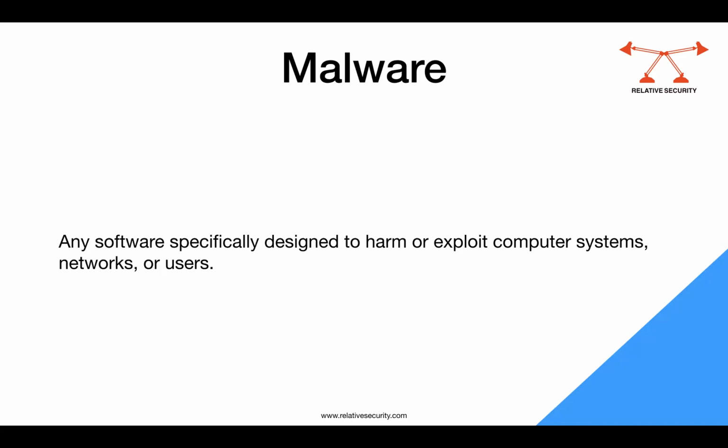programs that attach themselves to legitimate files and replicate when the file is executed. Worms would be self-replicating programs that spread across networks, often exploiting vulnerabilities. We can talk about Trojans also, malicious programs disguised as legitimate ones, allowing unauthorized access or control.